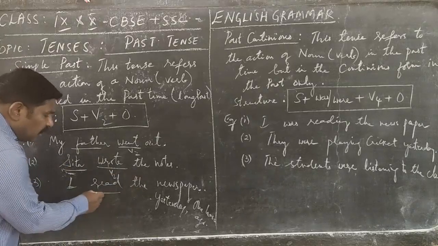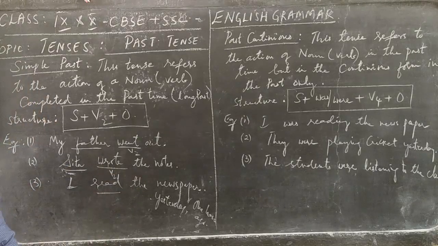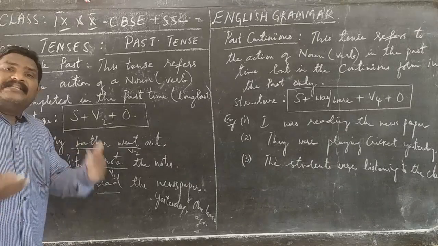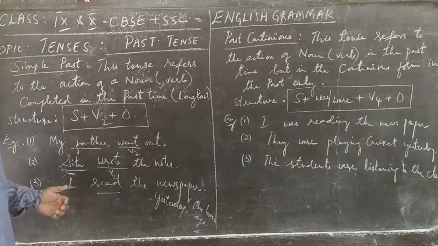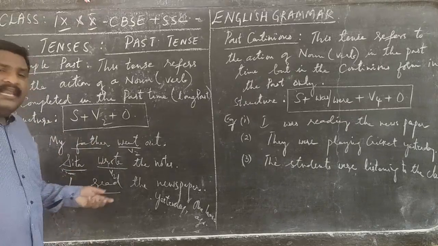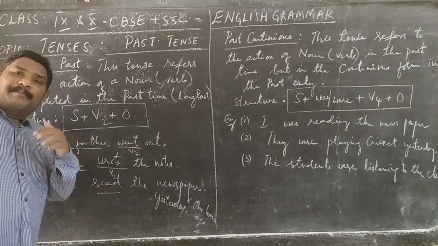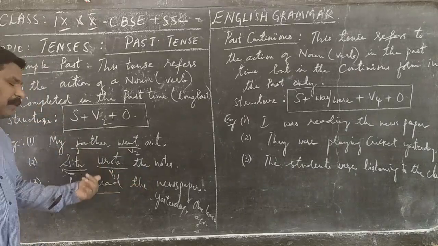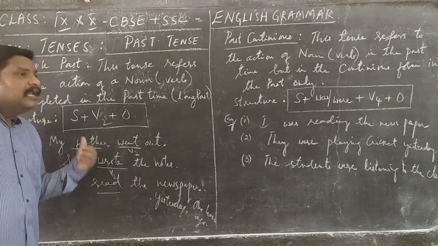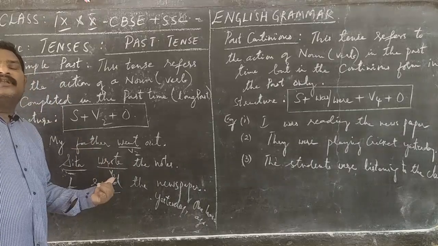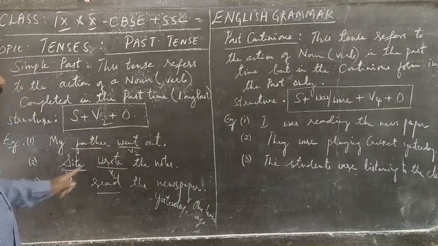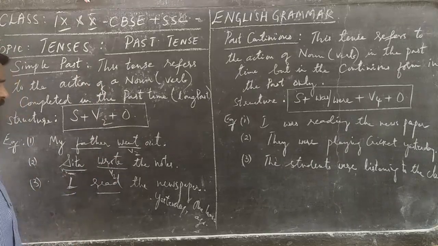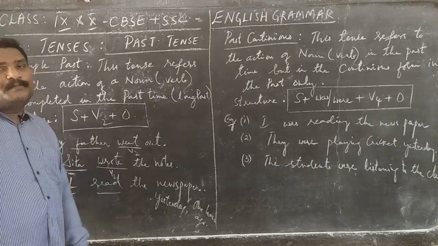There are certain verbs in English that don't change their form, but the pronunciation changes. Like read. If you pronounce R-E-A-D as read, it refers to the present time. If you pronounce it as read, it refers to the past time. So in I read the newspaper, I is the subject, read is the verb, V2.